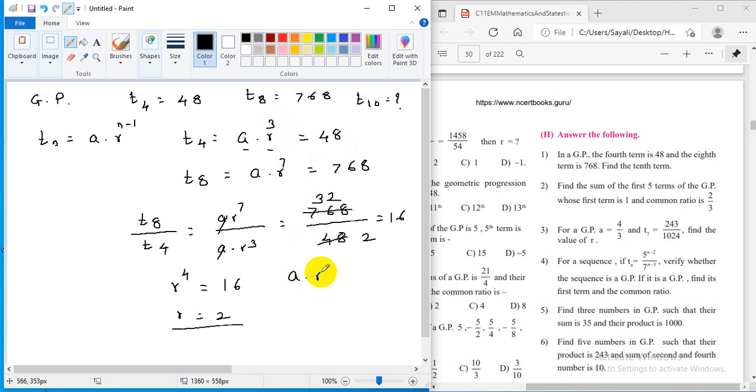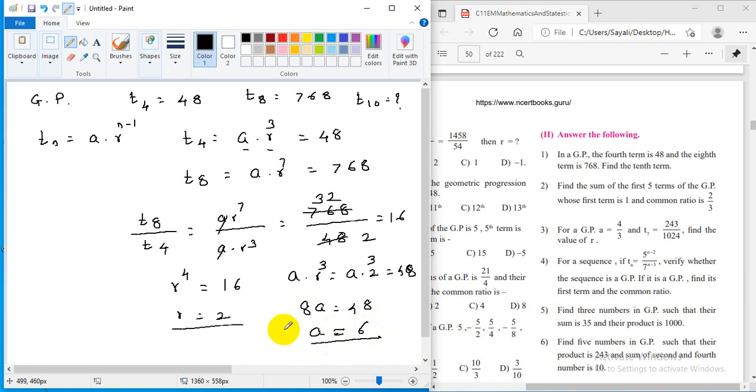Now once R is 2, you know this A into R cube is 48. So A into R cube म्हणजेच काय होणार? A into 2 cube. R ची व्हॅल्यू आपल्याला मिळाली ना. So it is 48. What is 2 cube? 8. So 8A is equal to 48. So A is equal to 48 upon 8 म्हणजे 6 झालं. So we got both the things.